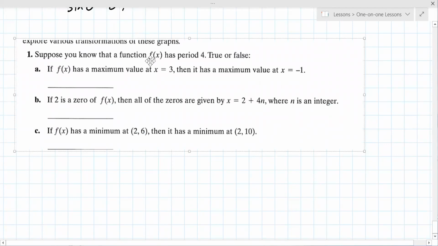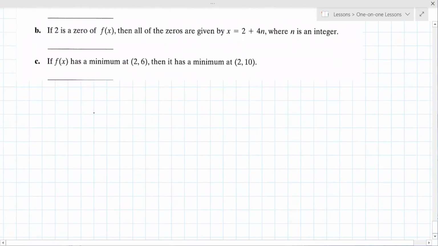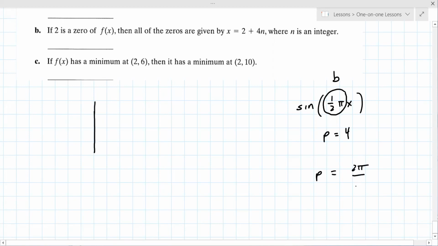Yeah. Okay, so let's suppose a function has a period of 4. There's a lot of those, but let's just look at a sine graph that has a period of 4. So sine of 1/2 pi x. Now, why does this have a period equal to 4? This right here is called b. You've probably seen that before. The period of a sine or cosine is 2 pi over b. So it's 2 pi over 1/2 pi, and if you think real hard, you'll see that reduces to 4.